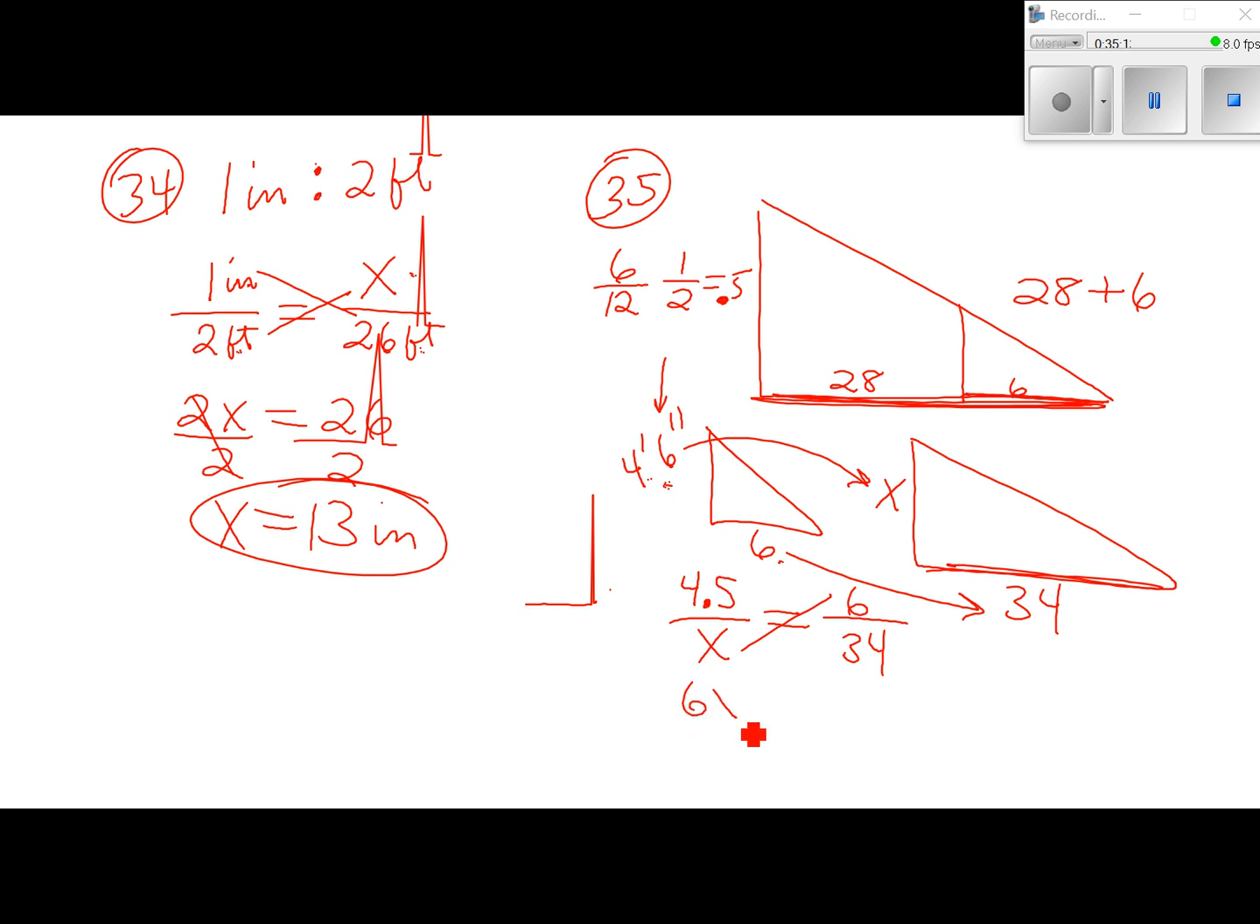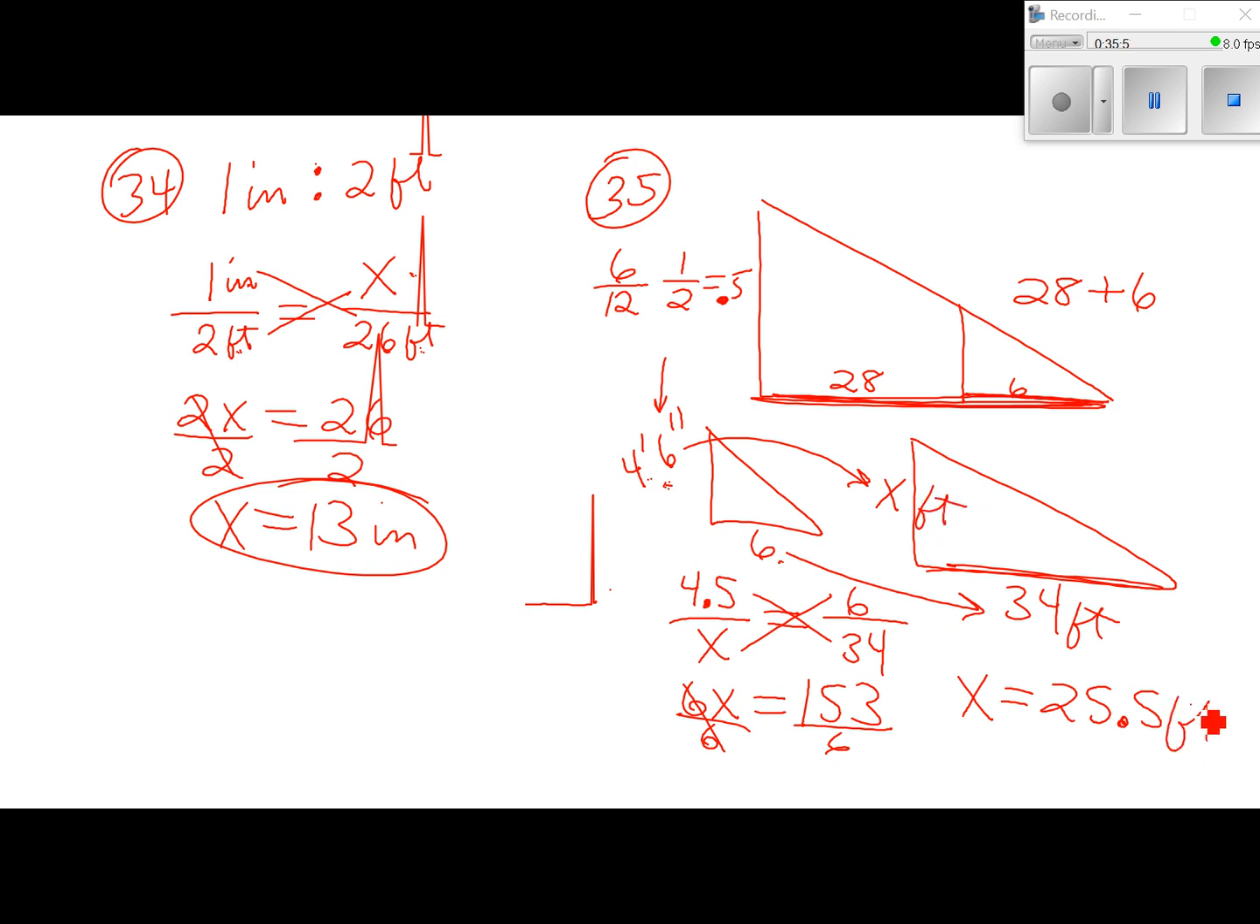Cross multiply, we get 6x equals, cross multiply this way, grab your calculator, 34 times 4.5, you end up with 153. We're going to divide this by 6, these cancel out, so grab your calculator, 153 divided by 6, and I come out with 25.5. This was feet, so our answer would be in feet.